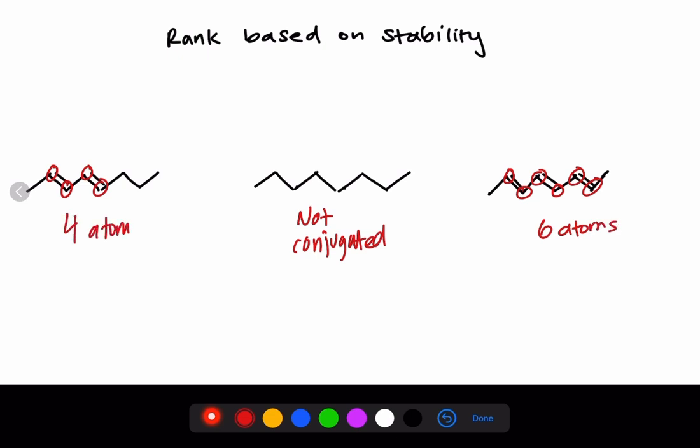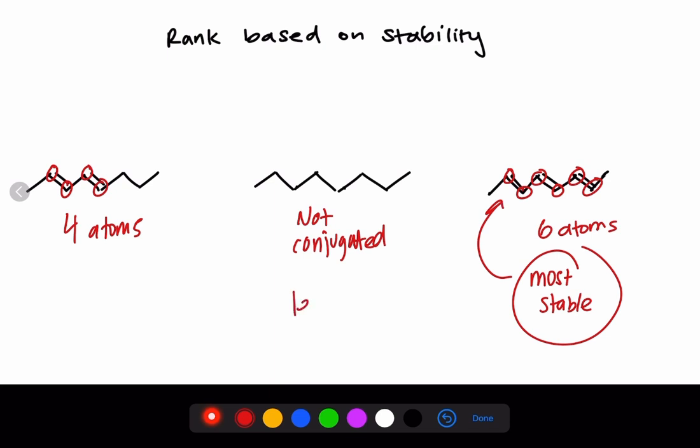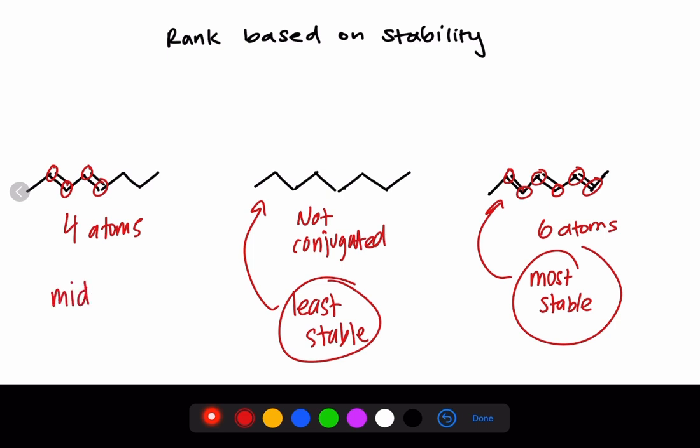So, if we remember, more conjugation equals greater stability, the third molecule is going to be the most stable. The second molecule is going to be the least stable because it has no conjugation. And the first molecule was the middle stability.